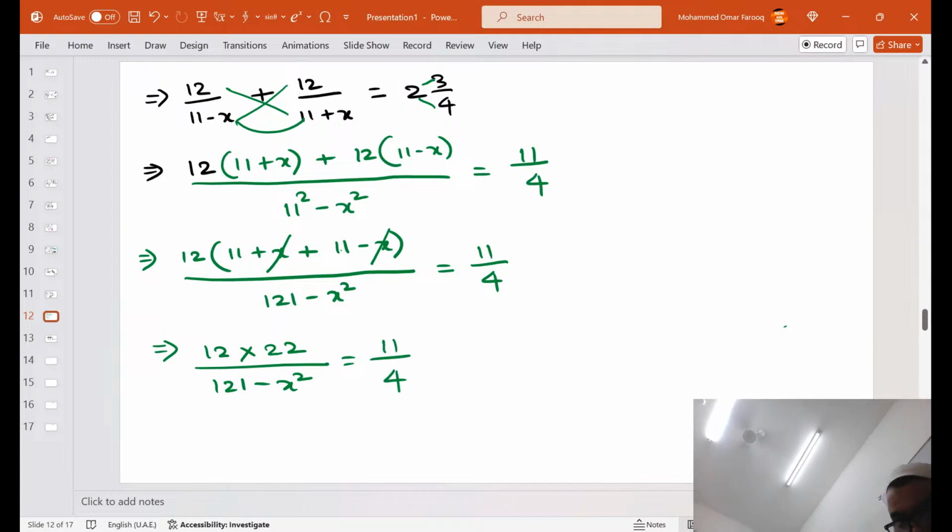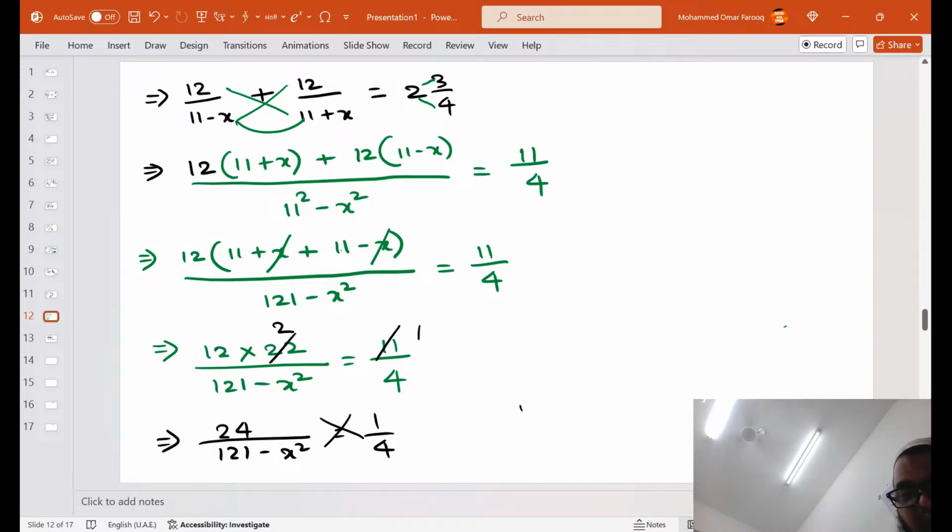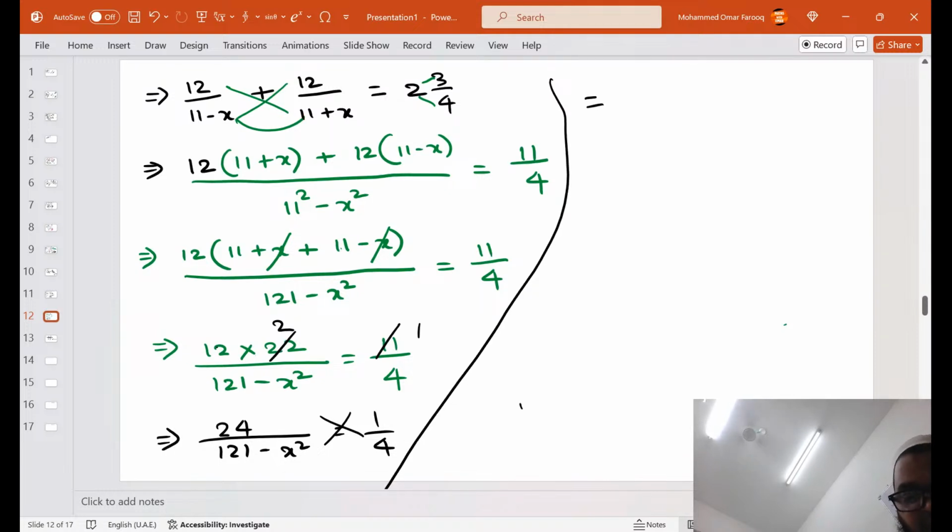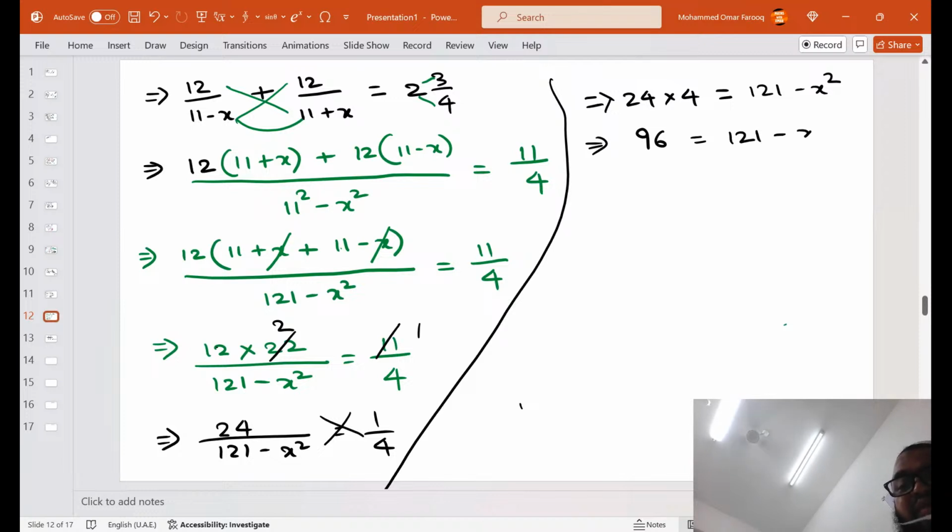Now you have only single terms. So what can I do? Can I cancel these things? 11 ones are 11, 11 twos are 22. So what is left out? 12 twos are 24 divided by 121 minus x square is equal to 1 by 4. Now cross multiply. What happens? Let us find out. That implies 24 into 4 equals 121 minus x square. What is 24 into 4? 4 fours are 16 and 4 twos are 8, 96. 96 is equal to 121 minus x square.